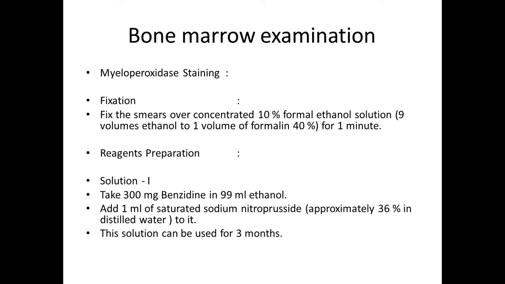Now, what is myeloperoxidase stain? This myeloperoxidase stain is a special stain which identifies myeloid cells. That is, it stains various granules which are there inside the granulocytes and immature myeloid cells. So when a cell contains dark bluish or brownish type of granules in its cytoplasm, the cell is identified as a myeloid cell.